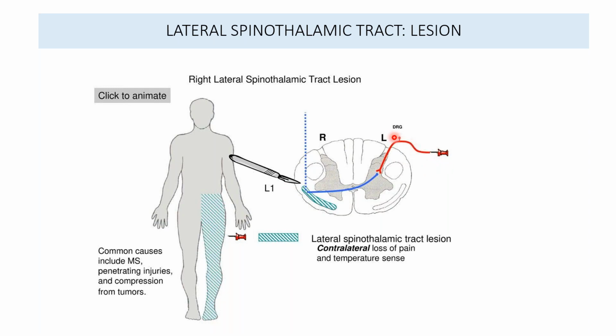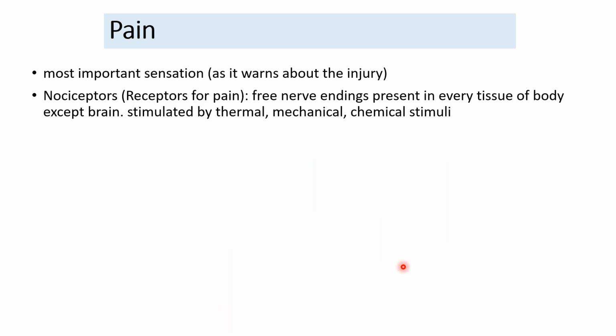Okay, so this is the dorsal root ganglia. This is how second order neurons ascend up to form the spinothalamic tract. So if this has been damaged from this side, the pain sensation of the opposite half of the body, the left side of the body, will be lost. So a lateral spinothalamic tract lesion will lead to contralateral loss of pain and temperature. Similar was the case with the posterior column. Now let's see what pain is.